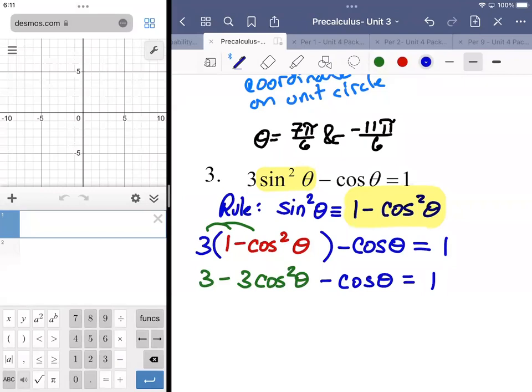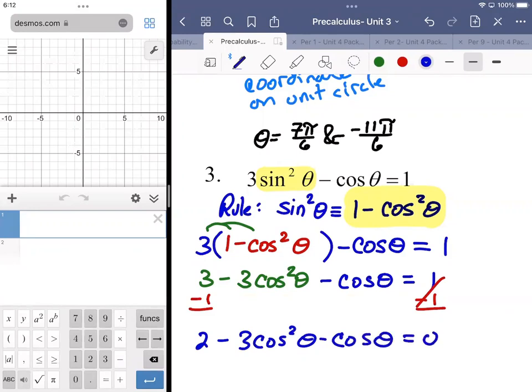And then, because it's quadratic, and when you start mixing functions together it's not always easy to see what you're up against. But when I see a power of 2, we're looking at something that is quadratic by nature. So I want to get it into the appropriate form for a quadratic, and that would be highest powers come first and then decrease from there. So I'm going to bring over the 1 by subtracting. We'll be looking at 2 minus 3 cosine squared theta minus cosine theta is equal to 0.